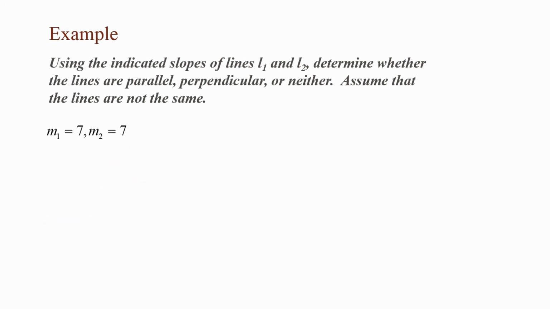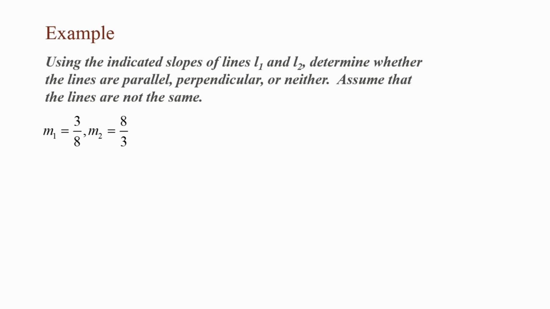This also shows that my lines are perpendicular. In this example, we're going to use the slopes of L1 and L2 to determine if the lines are parallel, perpendicular, or neither. M1 is 7, M2 is also 7. Since our slopes are the same, we can say that our two lines are parallel.